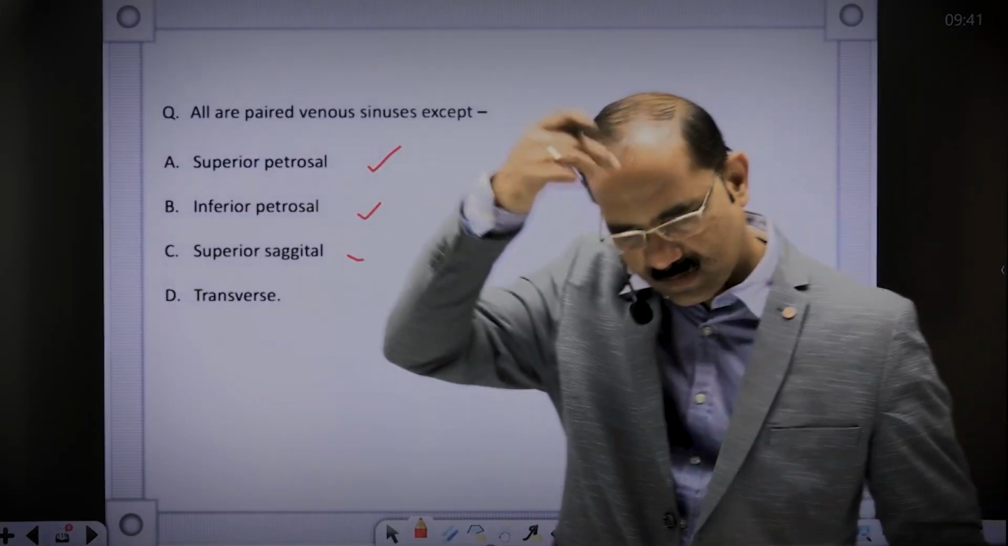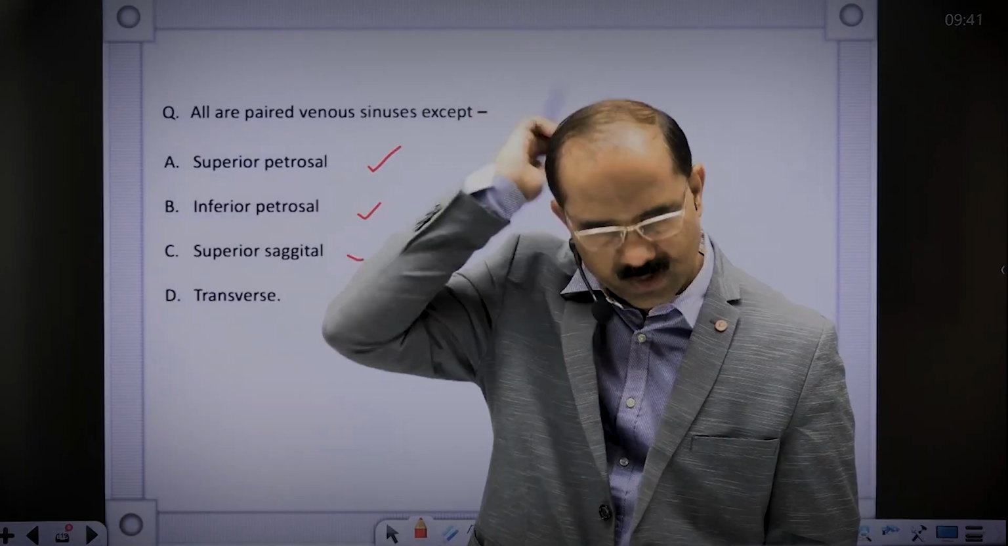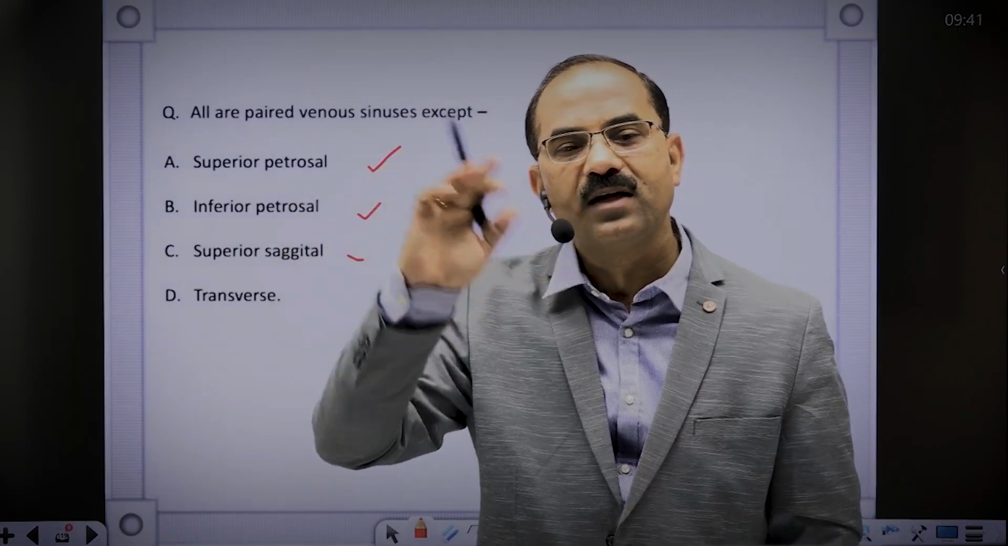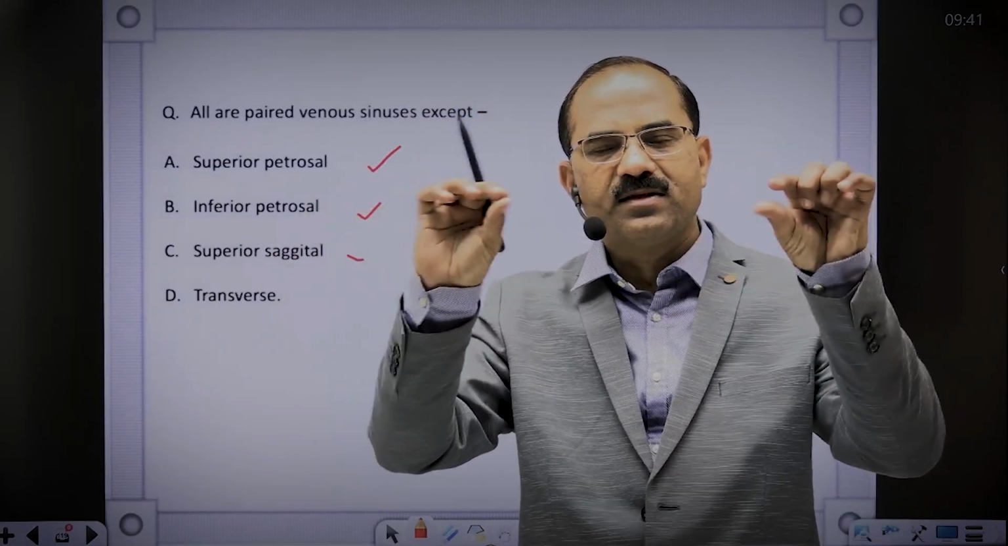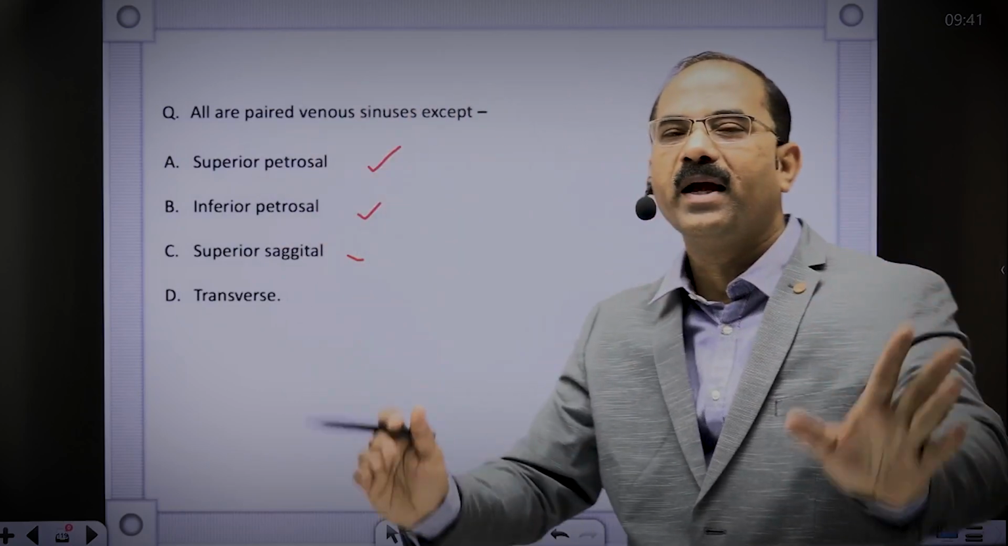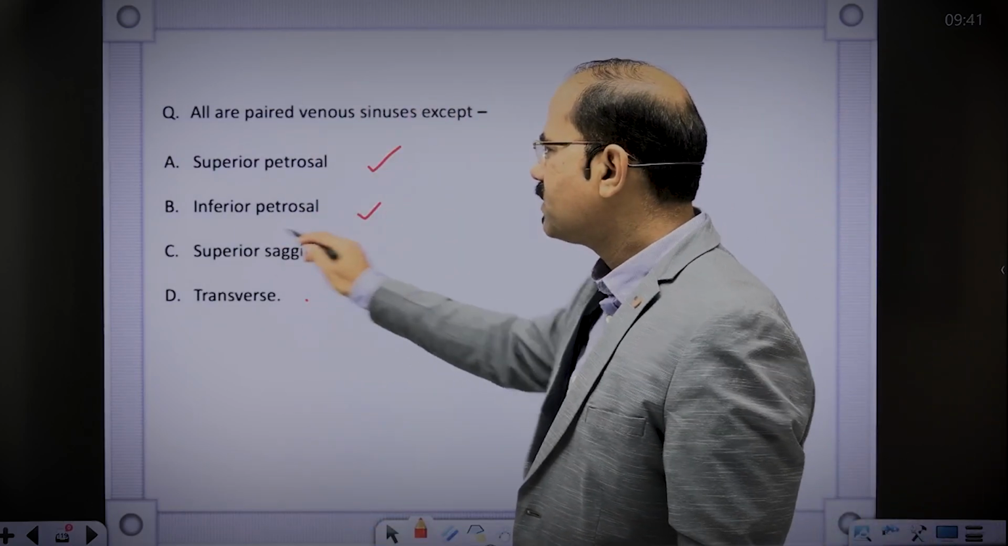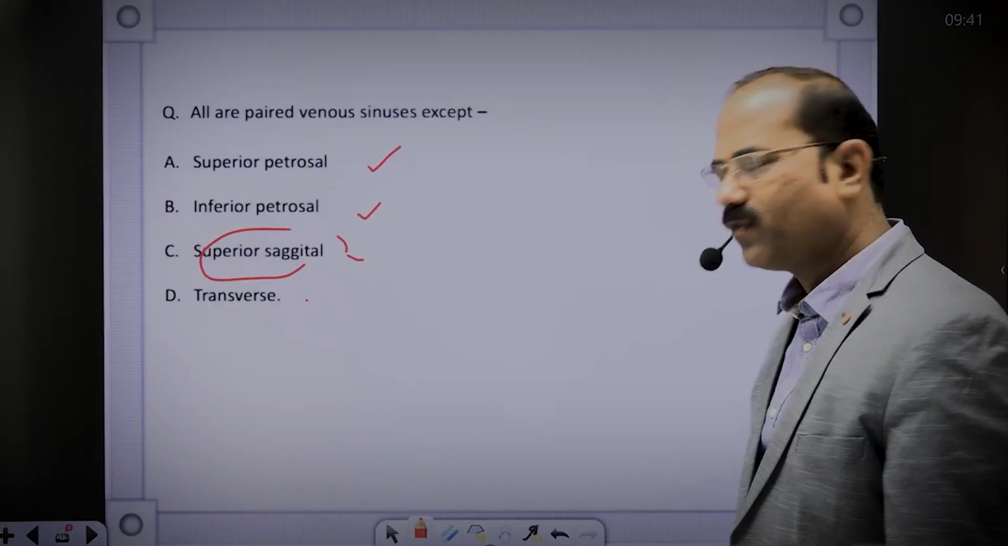Superior sagittal sinus is a single sinus, unpaired, it's only one. Inferior sagittal sinus is an unpaired sinus. Transverse sinuses are paired, sigmoid sinuses are paired sinuses. Clear? So the answer is superior sagittal sinus, unpaired one.